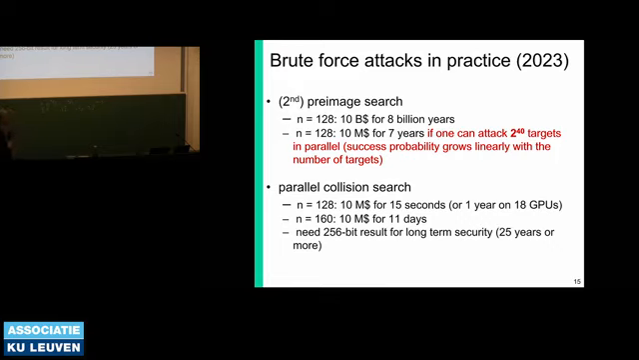But collision search for 128 bits with $10 million, you can find a collision in 15 seconds. Even for 160 bits, it's 11 days. So if you really want long-term security, you need a 256-bit hash result, and then you have 128-bit security against collisions.